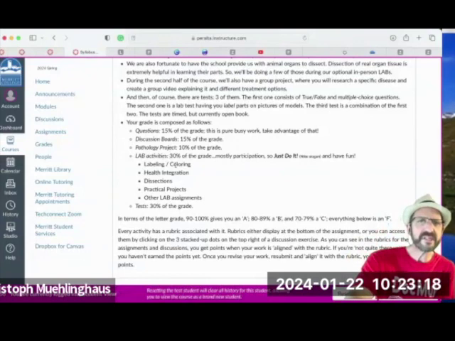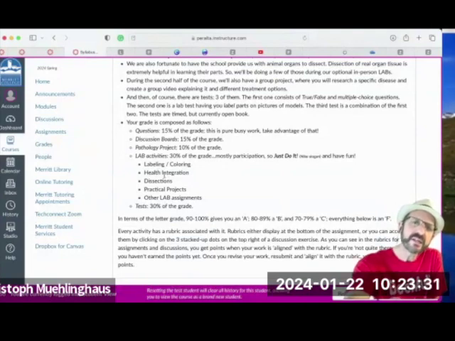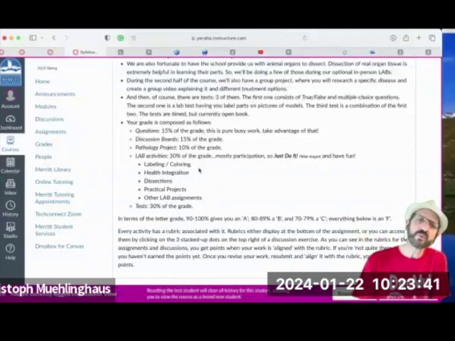And the lab activities are mostly labeling and coloring exercises at first, and then health integration exercises. And then the dissections, at this point, I've put those as optional extra credit, because we do those in person at the school, and whatever we do in the classroom is extra credit because it's optional. It's not mandatory.